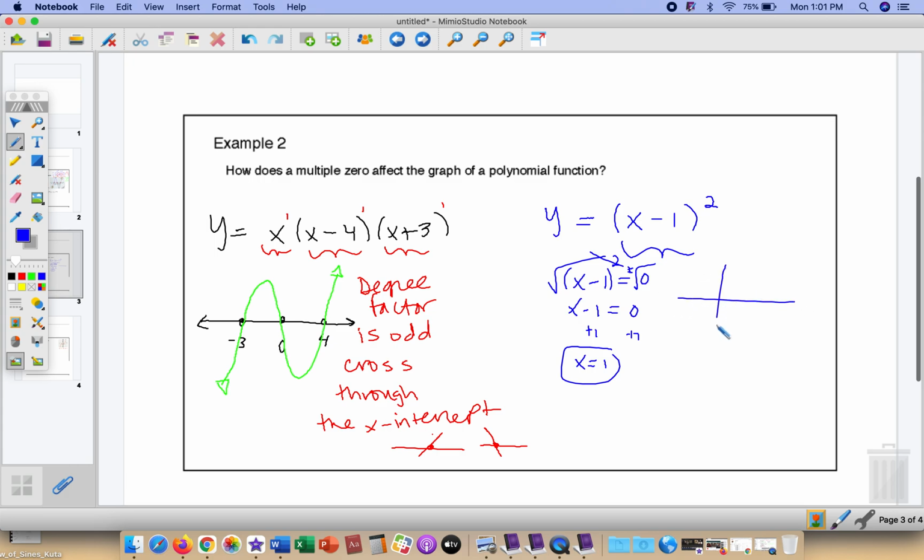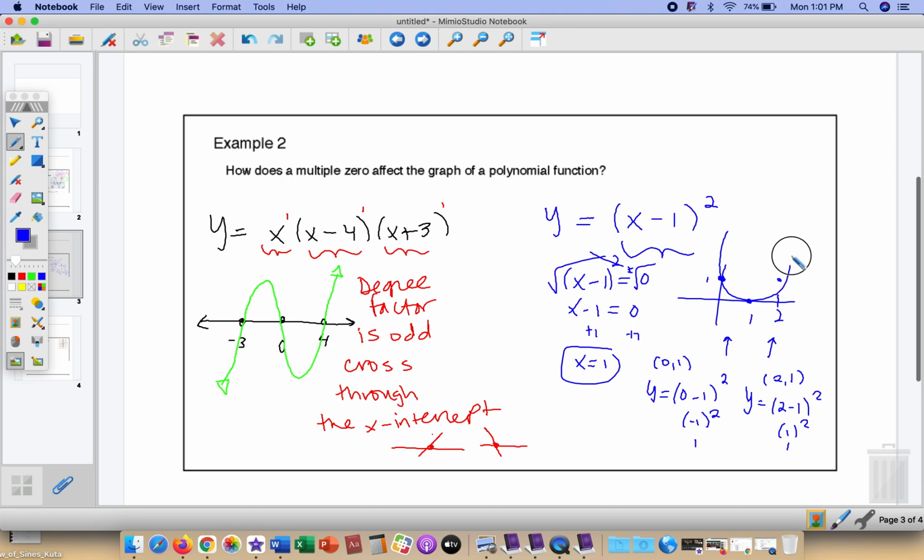Now, if you do a dot here on 1, if you plug in values on either side to get a sketch, let's see what we get. So if we plug in 0, we get 0 minus 1 squared, which is negative 1 squared, which is 1. So in went 0, out comes 1. If we plug in 2, 2 minus 1 squared is 1 squared, which is 1, so 2 comma 1.